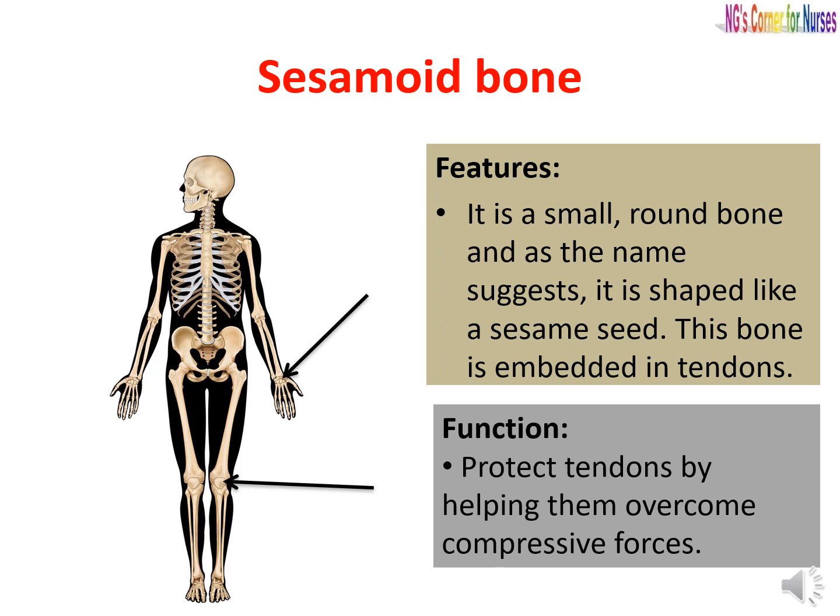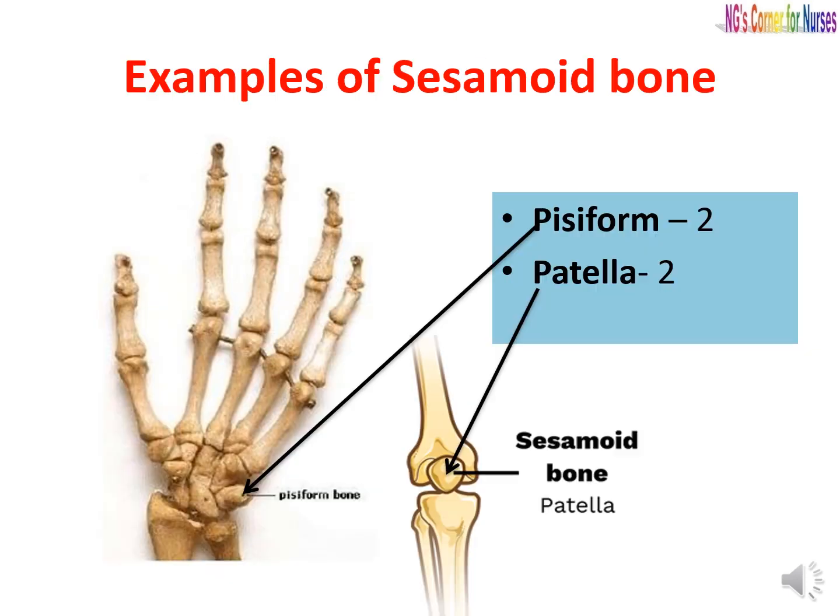Next is sesamoid bone. It is a small round bone and, as the name suggests, it is shaped like a sesame seed. This bone is embedded in tendons. It protects tendons by helping them overcome compressive forces. In our human body, we can find the sesamoid bone in the wrist and in the knee. Examples of sesamoid bone include the pisiform bones of both wrists and patella of both knees. Total 4 sesamoid bones are present in our body.